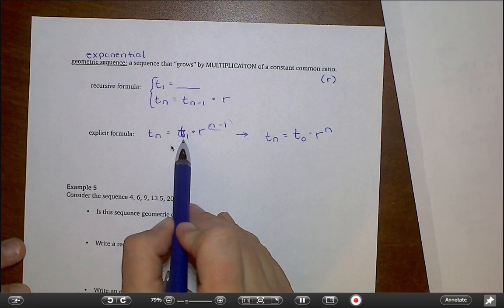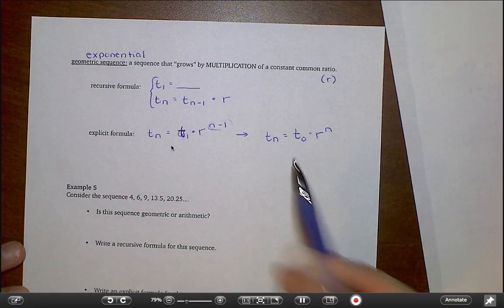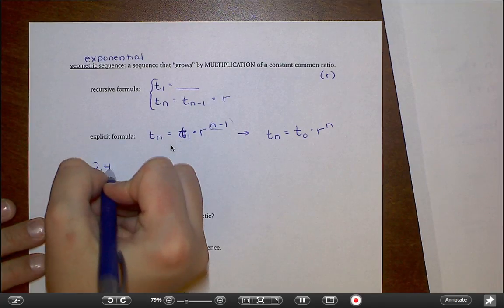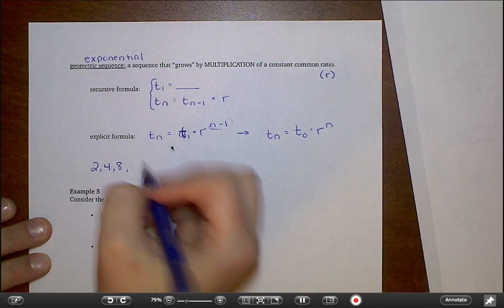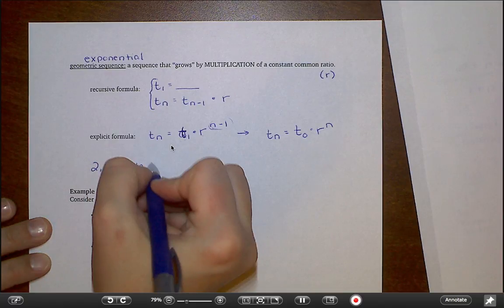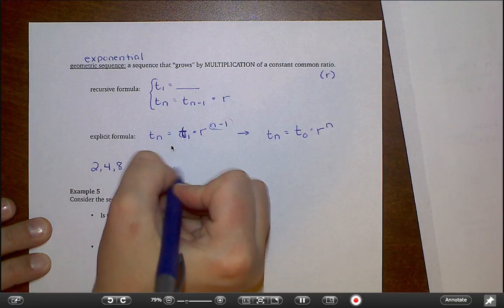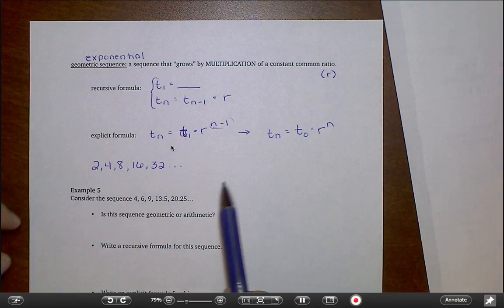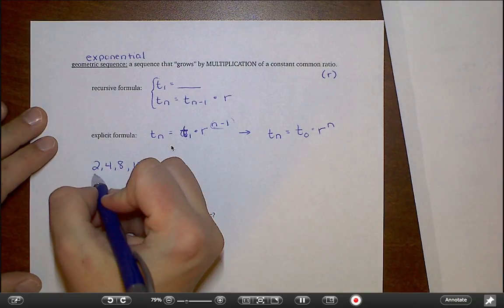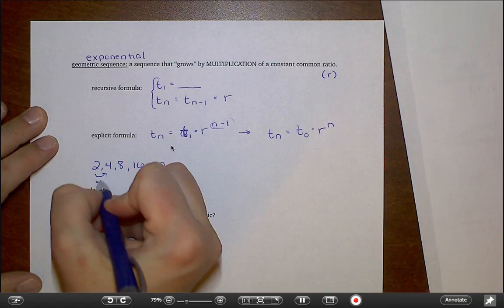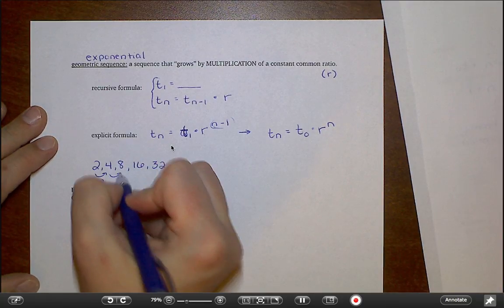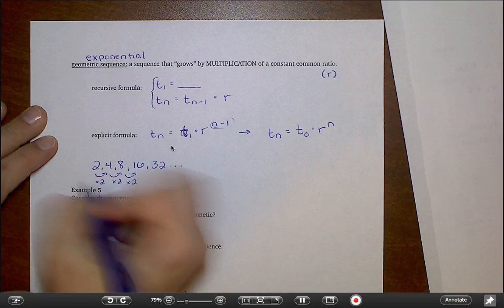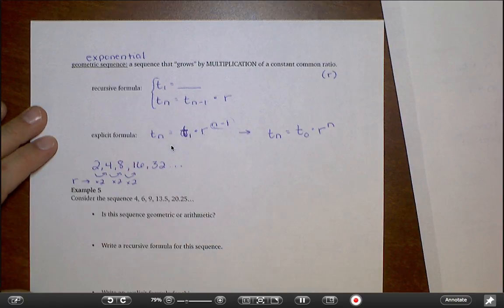Let's suppose you've got a sequence. I'm just going to make one up real quick. 2, 4, 8, 16, 32, and so on. If you wanted to write this with an explicit formula, first of all, your constant ratio here is a 2, which I hope doesn't confuse you because your first term is also a 2, but I think you can follow me. So your constant ratio is a 2, right?